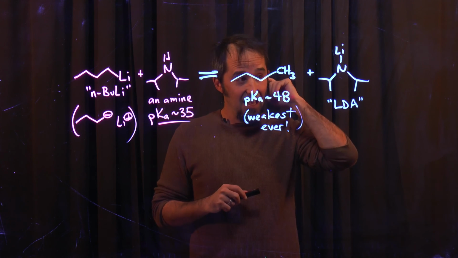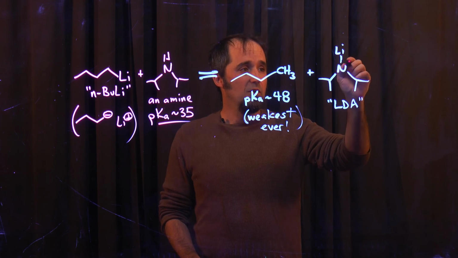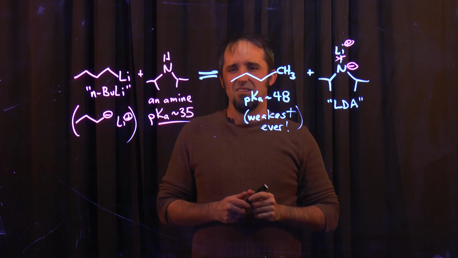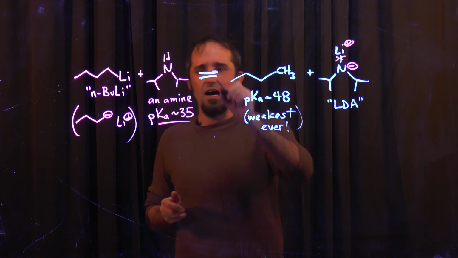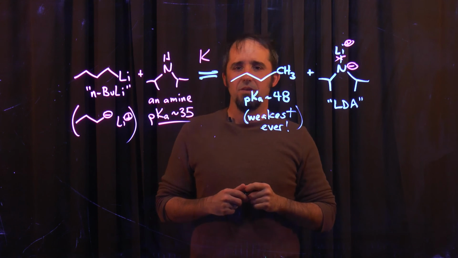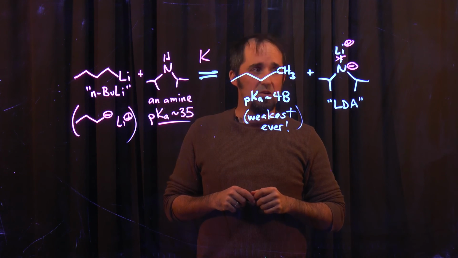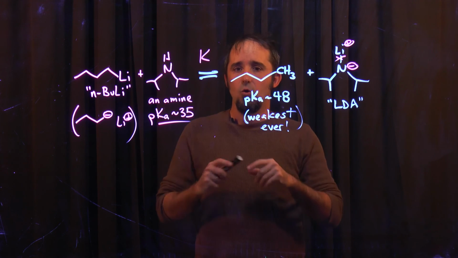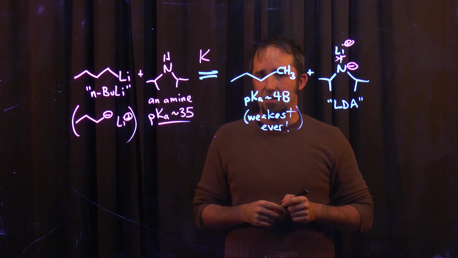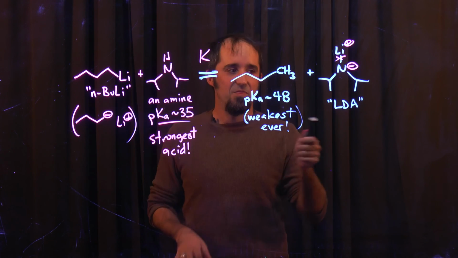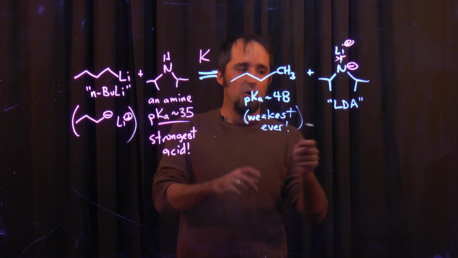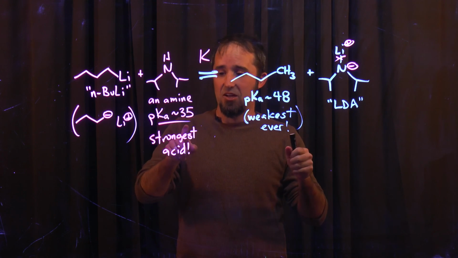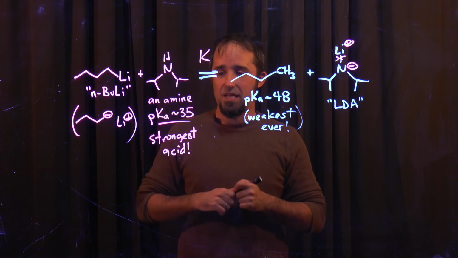And over here we have LDA. Once again, we're going to more or less remember that this is N minus Li plus, kind of like a salt. What is our equilibrium constant? Well, we just look at the numbers. So this is pKa 35, this is pKa 48. Which is the stronger acid here? It is the amine. This is a weak acid, and so this is actually a weaker base than this is. How much? I can just take the difference in pKa's.